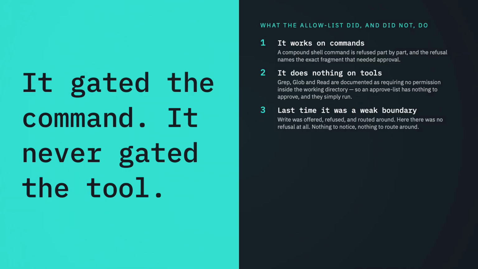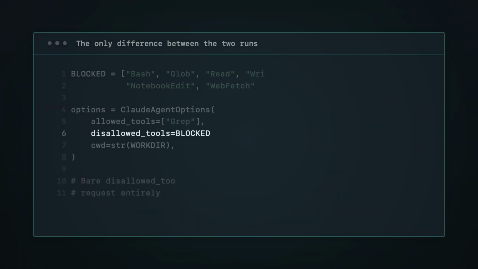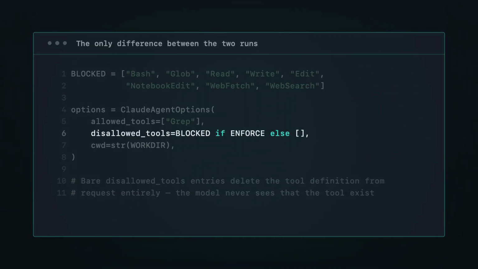Last time I showed you that an allowed list pre-approves rather than denies. Write was offered, refused, and the agent routed around it. Here there was nothing to route around. Grep, Glob, and Read are documented as requiring no permission inside the working directory. For those tools, inside that directory, there is no boundary. One line changes that. Not a longer allowed list, a deny list.